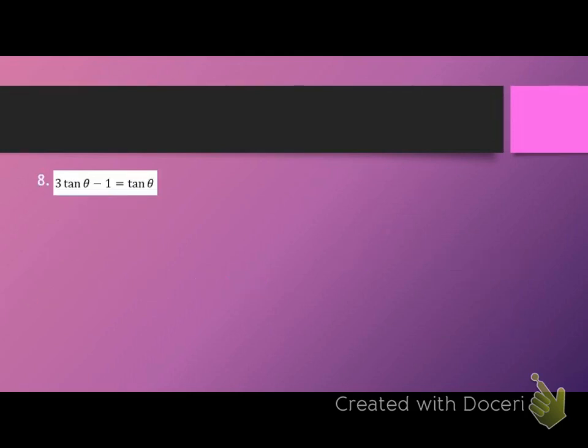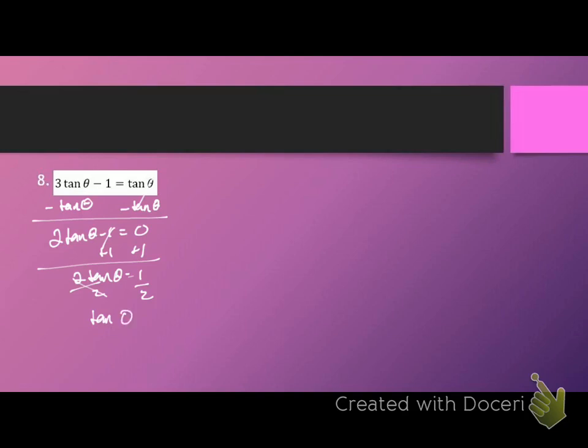And so just some more to do together. Number 8. We'll do together. Subtract tangent theta from both sides. You get 2 tangent theta minus 1 equals 0. Tangent minus tangent is 0. Now we add 1. And then divide both sides by 2. Okay, so tangent of theta is positive 1/2.